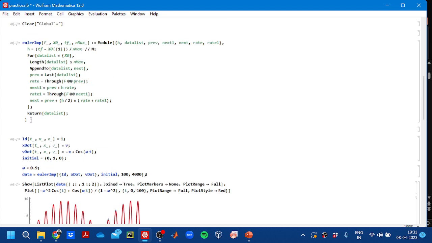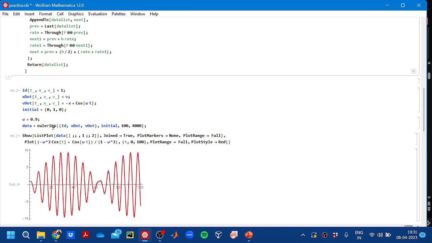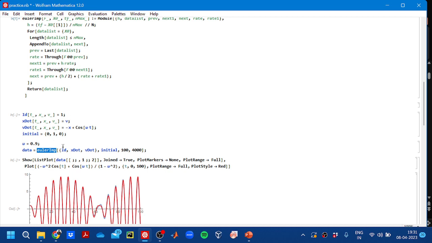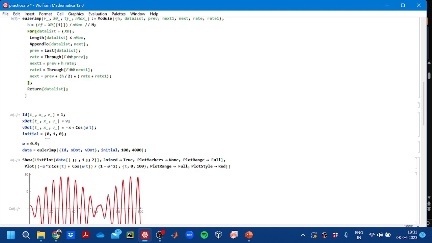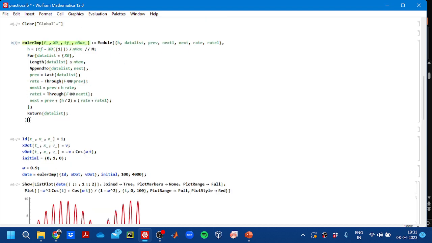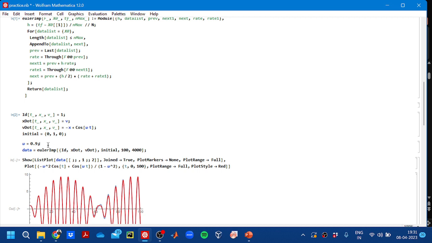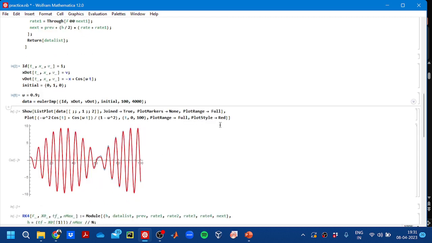Okay, first we have to run this. We have to store this function. Otherwise, whenever we call this Euler improve, it will not recognize it, because if it is not stored, then this function will not be called, and it will not execute. So that is why first we need to store the function, then we need to specify the initial condition and our matrix, and we are defining here our omega and data list. So this is updated.